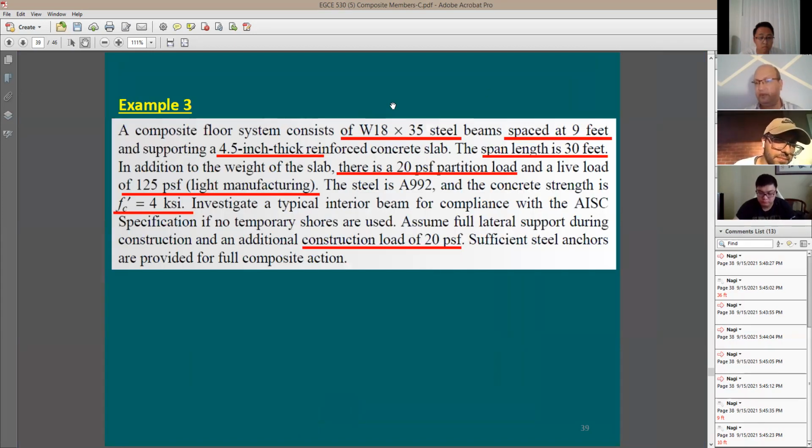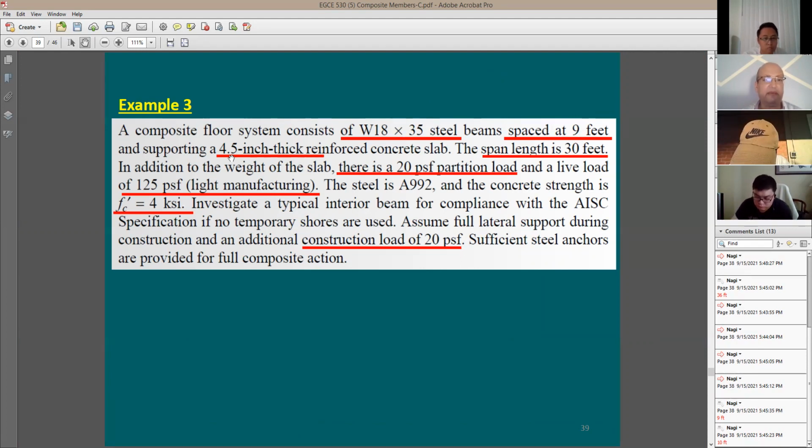Is it good? One example. It says here, composite floor system. The steel beam is W18x35. So now I know the beam size is given to me. The spacing is 9 feet, right? So it is gonna be uniformly spaced at 9 feet.